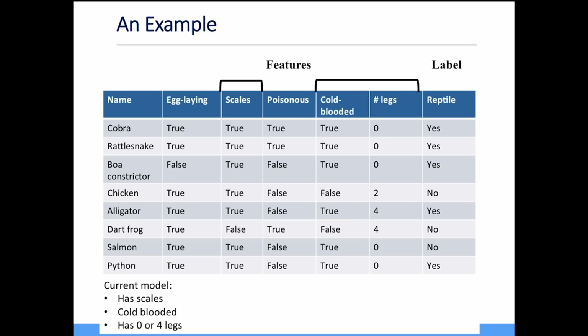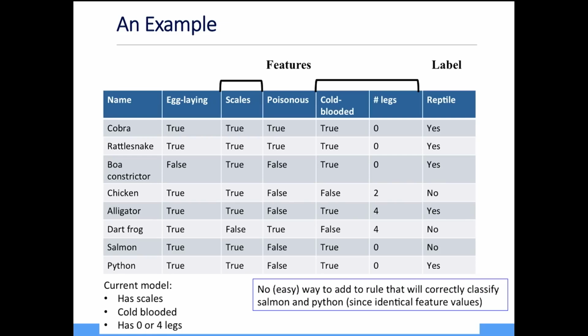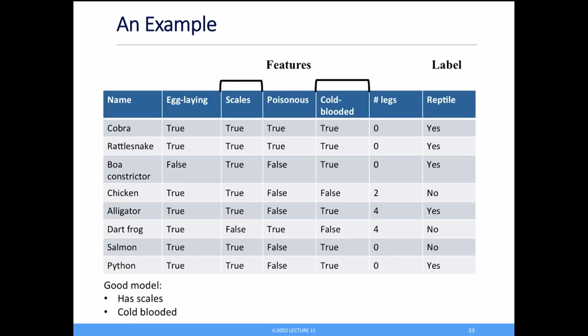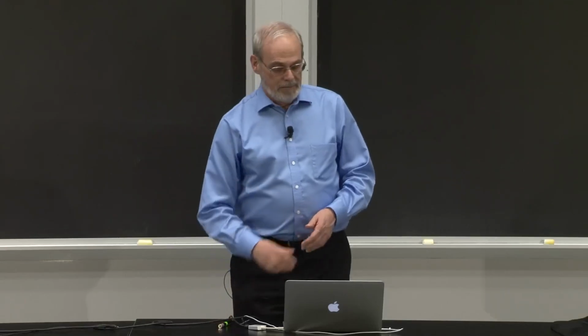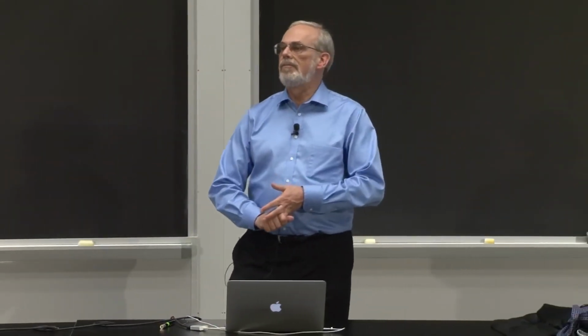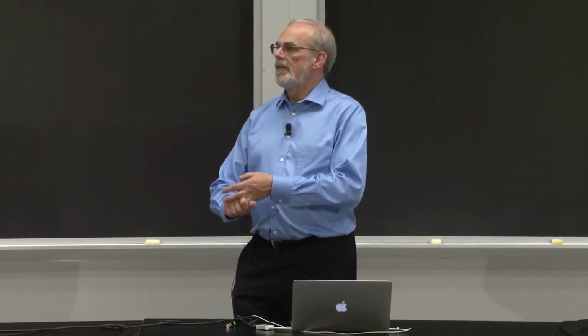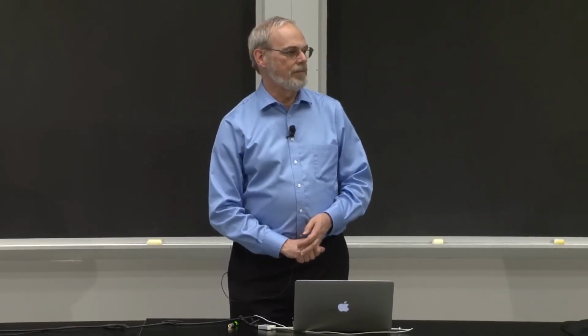Because look at scales, look at cold-blooded, look at legs. I can't separate them. On those features, there's no way to come up with a way that will correctly say that the python is a reptile and the salmon is not. And so, there's no easy way to add in that rule. And probably my best thing is to simply go back to just 2 features, scales and cold-blooded. And basically say if something has scales and it's cold-blooded, I'm going to call it a reptile. If it doesn't have both of those, I'm going to say it's not a reptile.